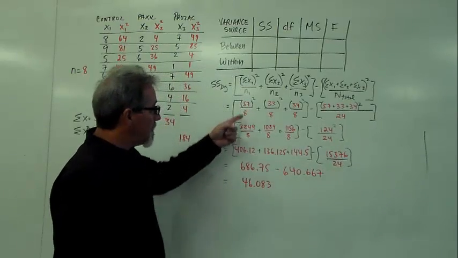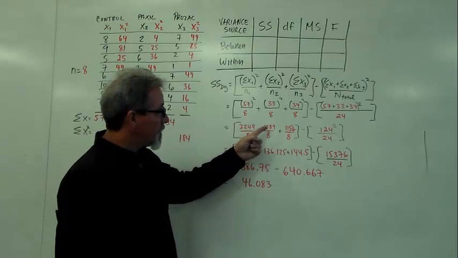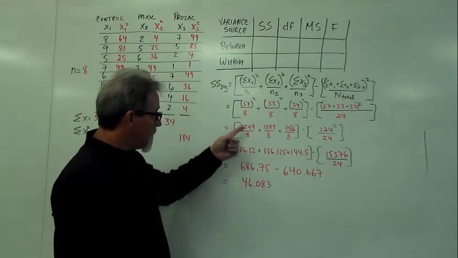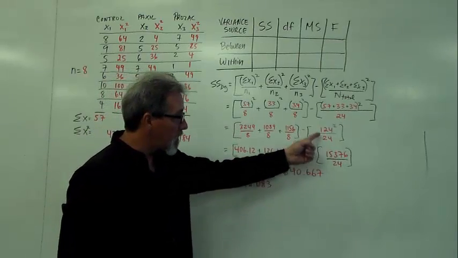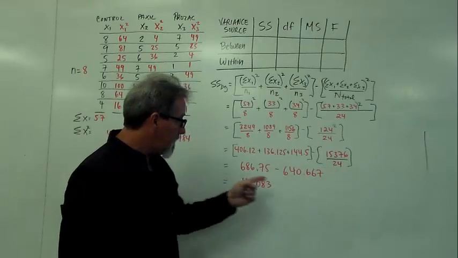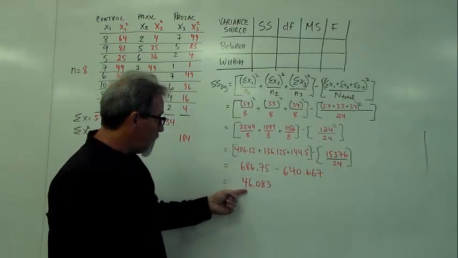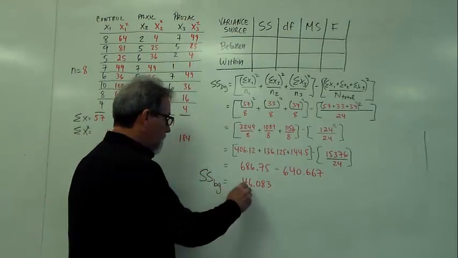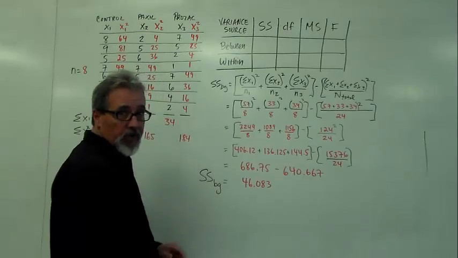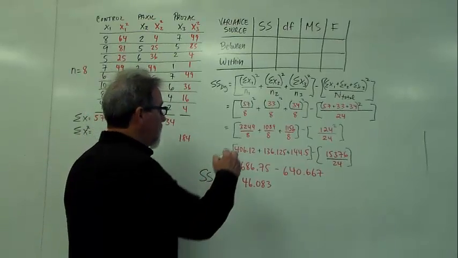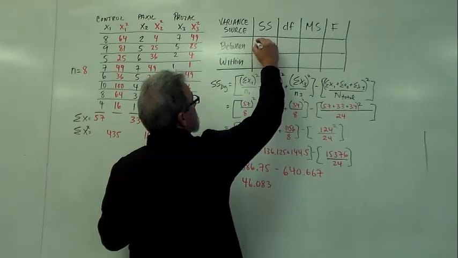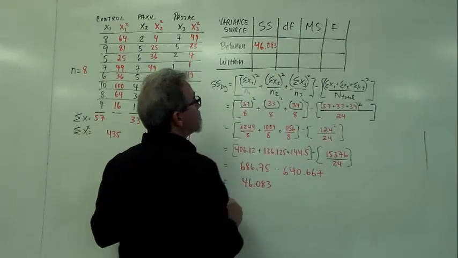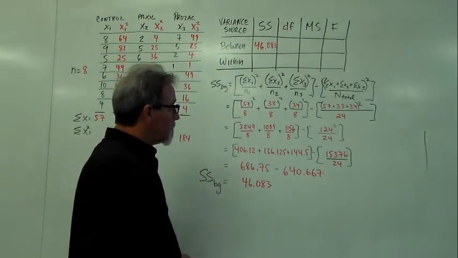And then we just solve the math. 57 squared is that. 33 squared, 34 squared. You add all the numbers, they get there. Then here they are divided by 8. Here's that 124 squared right there. And then ultimately we want to divide this by 24. And we come up with a sum of squares between groups of 46.083. Now we have one piece to our puzzle. 46.083. All right? There we go.